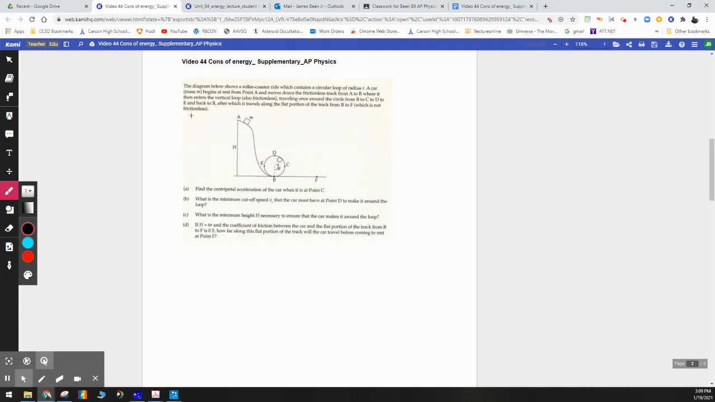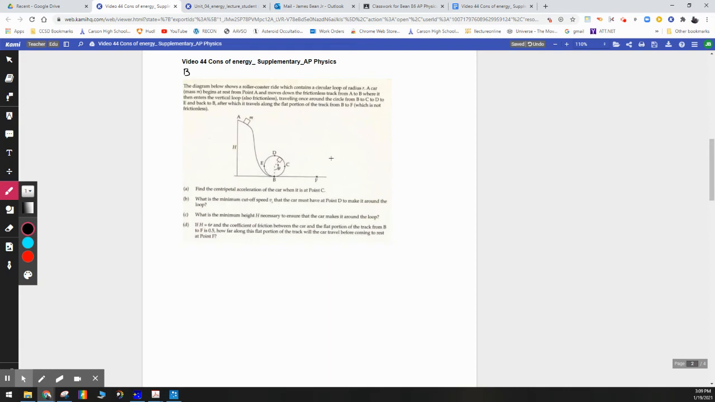All right, so this will be supplemental part B, AP level question here. The diagram below shows a roller coaster ride which contains a circular loop of radius r. A car of mass m begins at rest at point A. I'll let you read it here, and it's going all the way down like this and goes all the way around and finally like this.